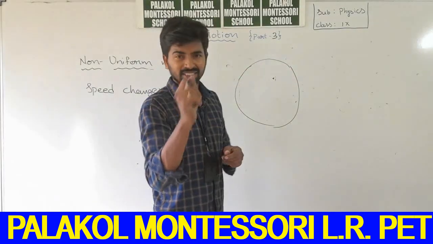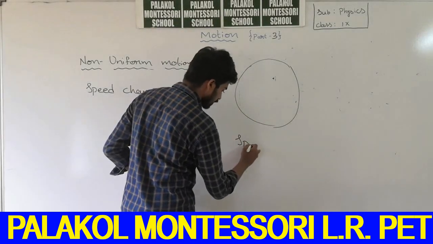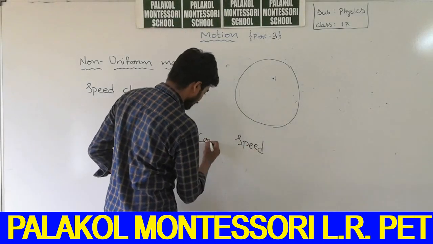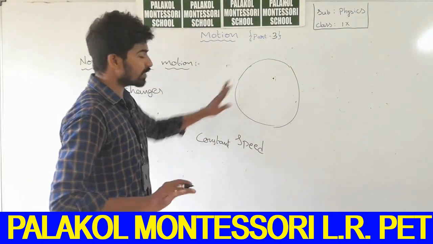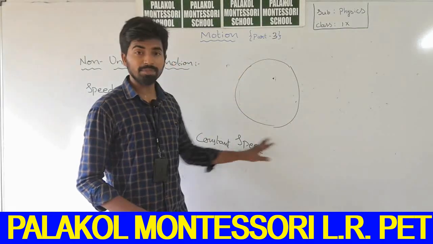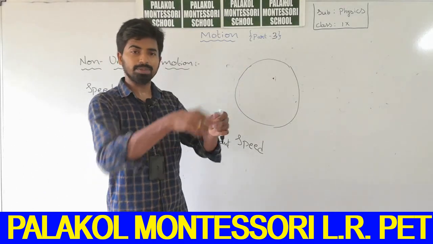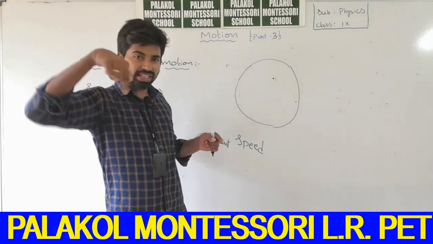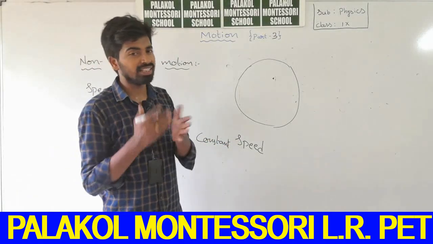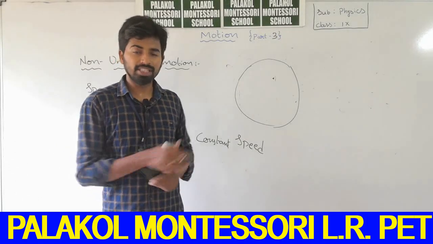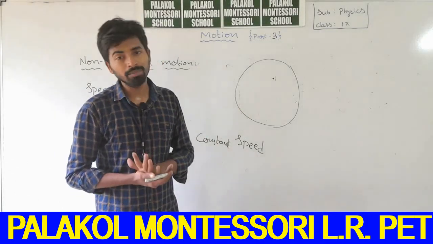So, let us imagine the stone is moving with the same speed, a constant speed. The stone is making rounds with constant speed. Can you say that this is a uniform motion? Here the speed is constant, but no, you cannot say that it is uniform motion.